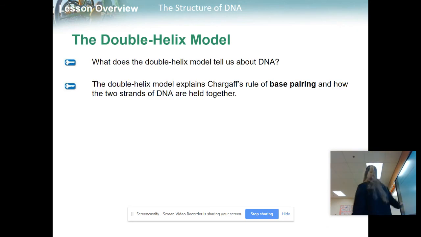And what does it tell us? It tells us that it explains why Chargaff's rules of base pairing worked and how they're actually held together, because DNA must be together and apart all the time. It has to do both, which was really confusing to a lot of scientists because we can imagine it being this long strand of things, but two strands that separate was a completely different idea at the time.